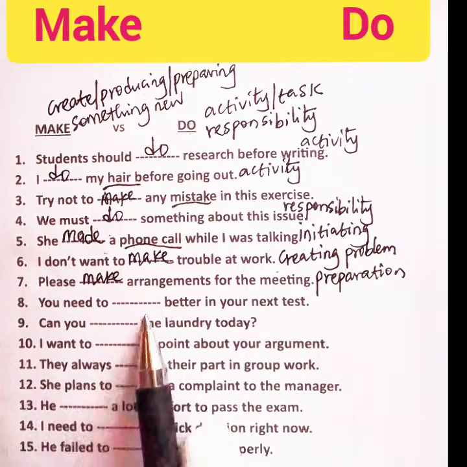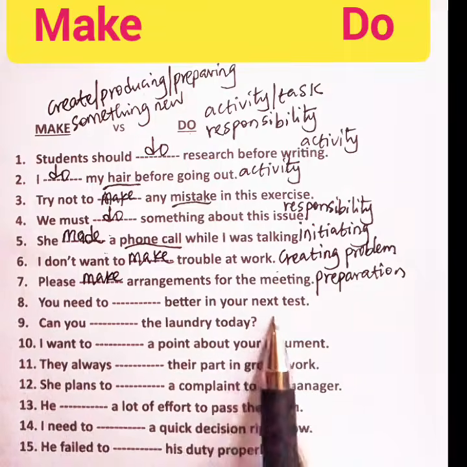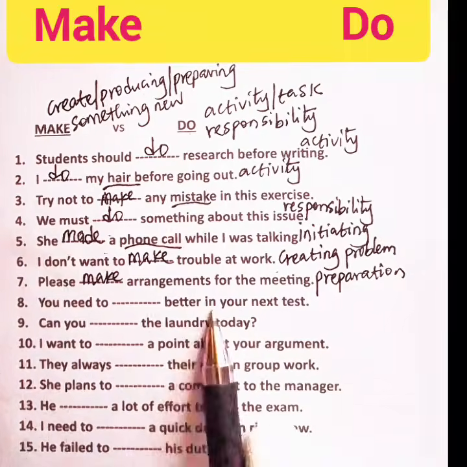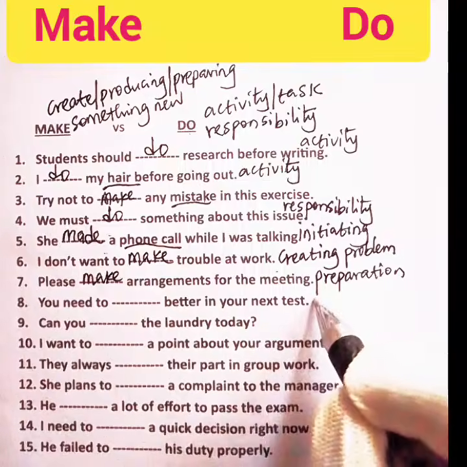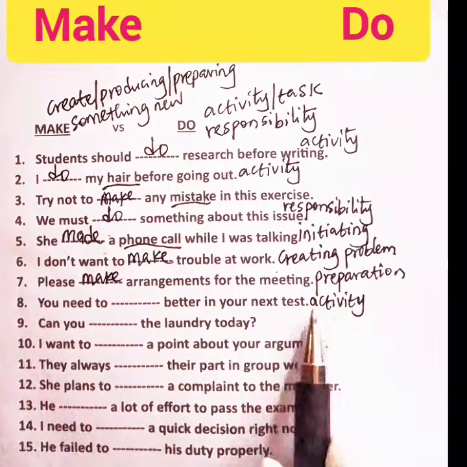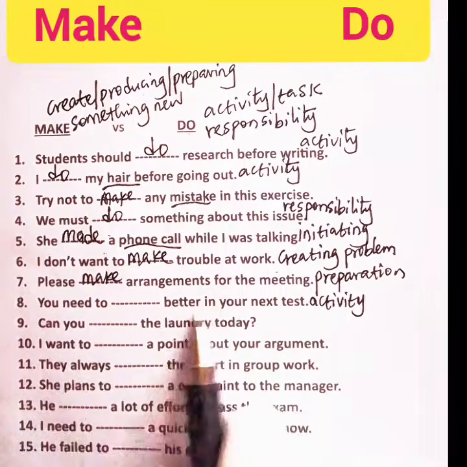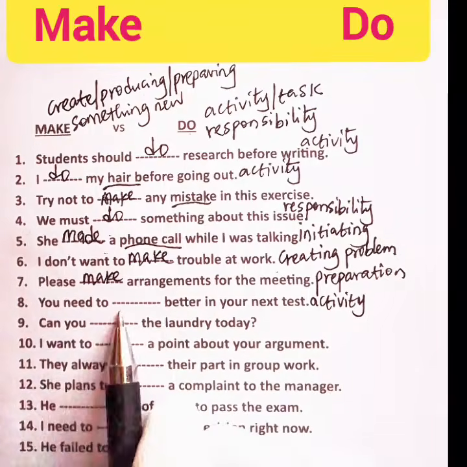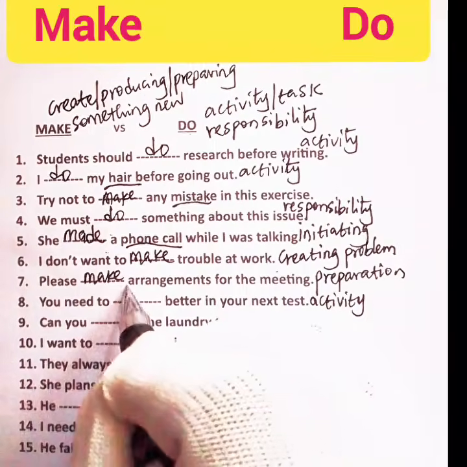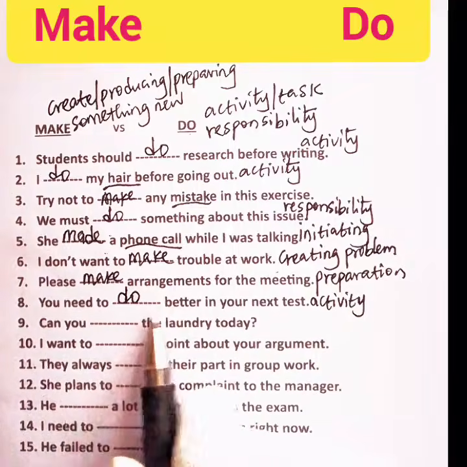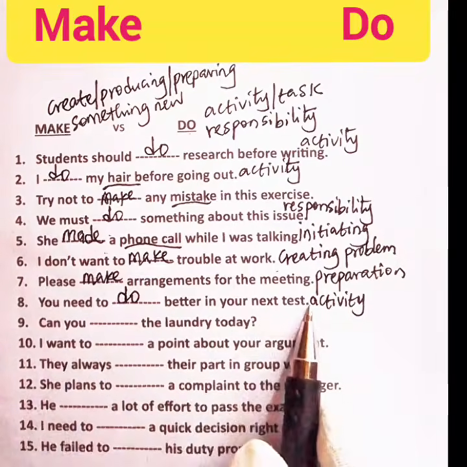8. You need to blank better in your next test. Here is all about performance, so it is an activity. You need to carry out an activity in order to improve in your next test. So for activity, use do. You need to do better in your next test.